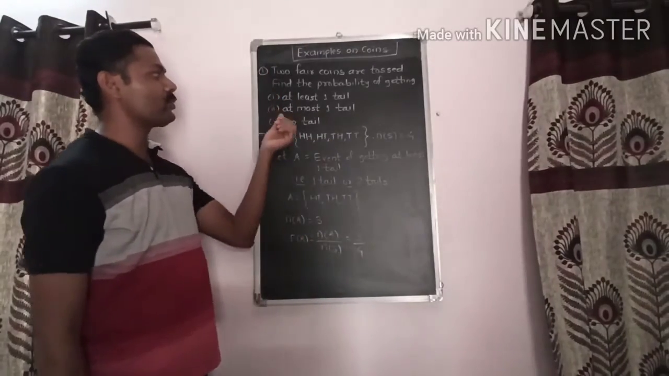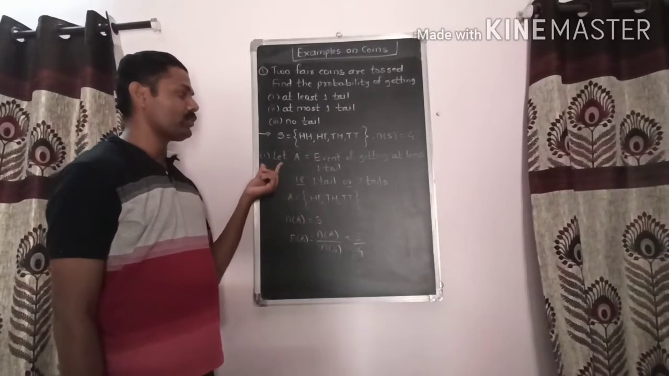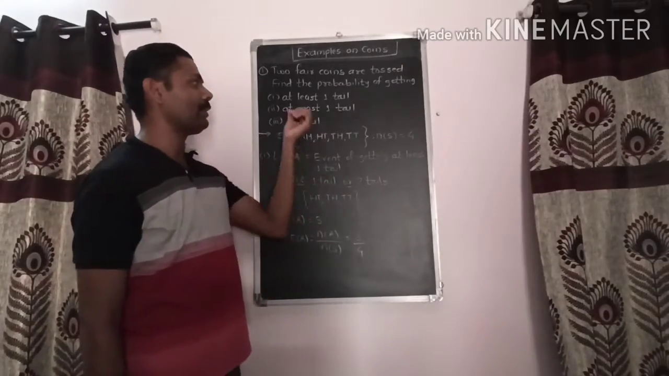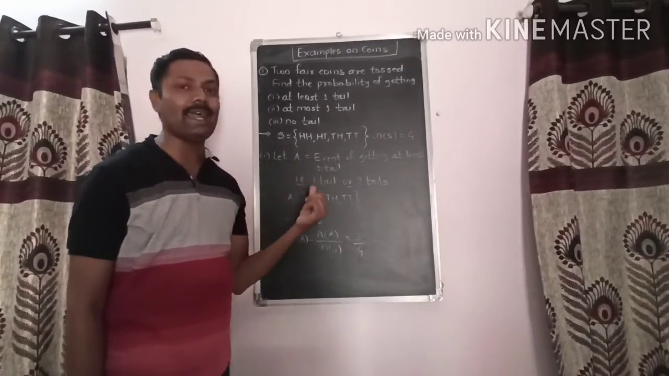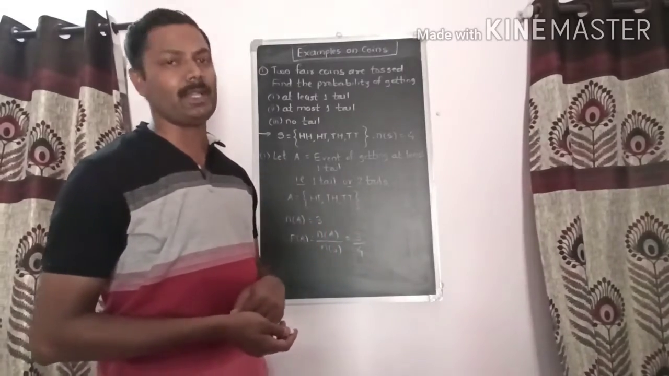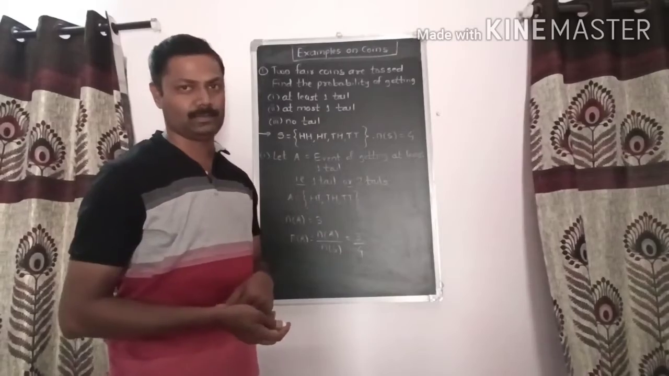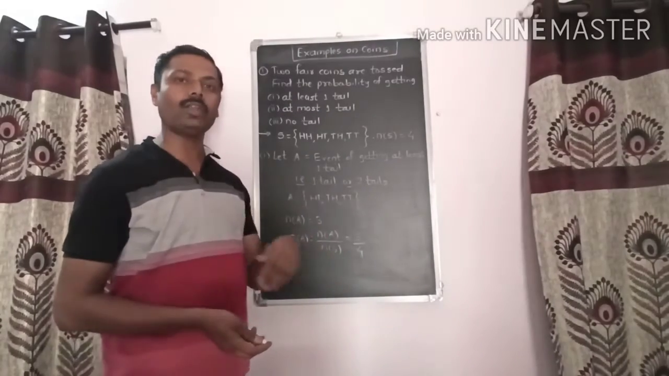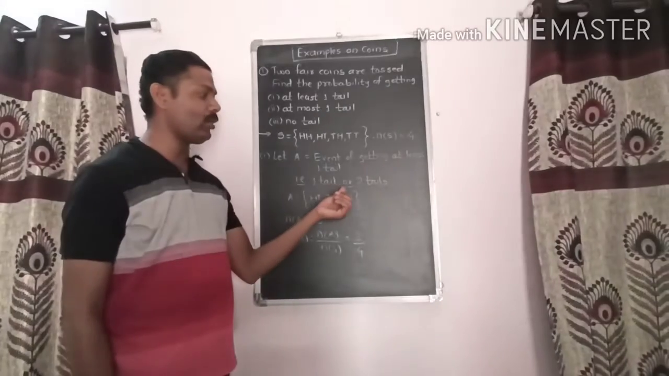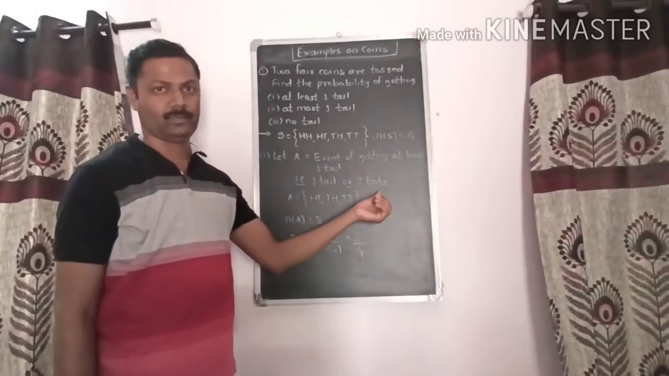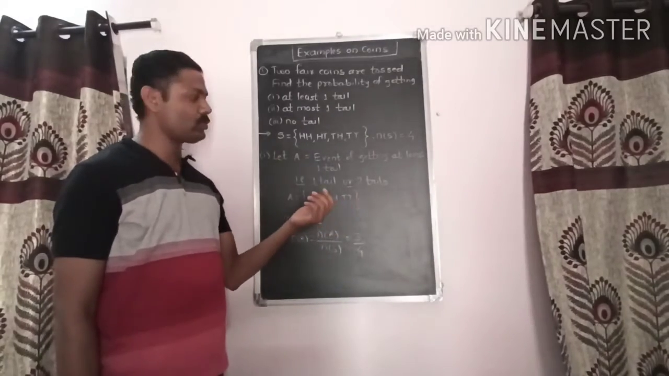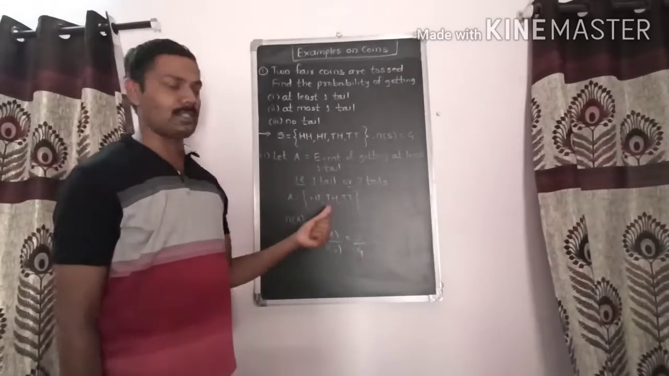Let us take the first one, at least one tail. Let A be the event of getting at least one tail. What is meant by at least one tail? One tail should be there, minimum one tail should be there. So we can take more than one, we can take one or more than one. That is, one tail or two tails. We have to take minimum one tail, and we can take more than one tail also.